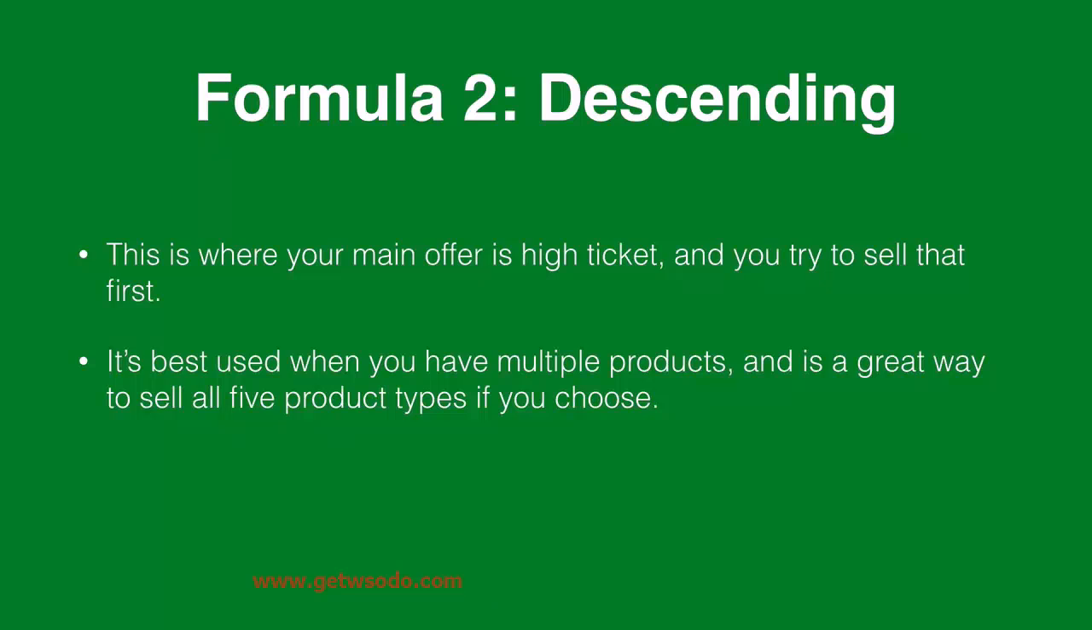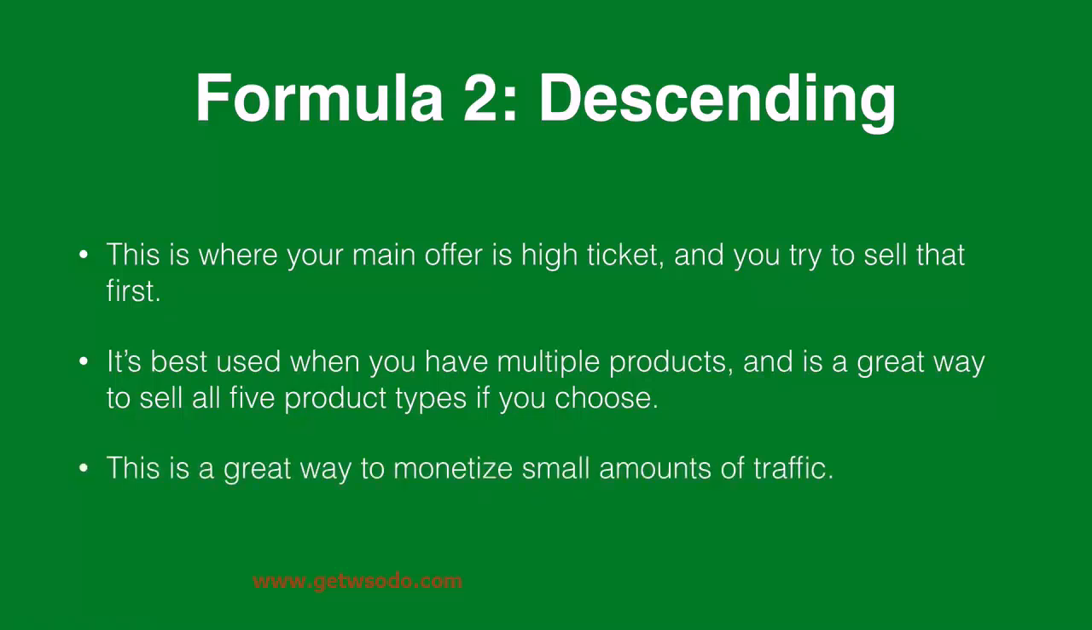So this is best used, of course, when you have multiple products, and it's a great way to sell all 5 product types if you choose, or just a combination of those 5 or whatever. Of course, you never have to do all 5 product types, by the way. I'm just showing you all the cool stuff you can do, right? And this is also a great way to monetize small amounts of traffic. So this is a formula that I have used a lot and continue to use.